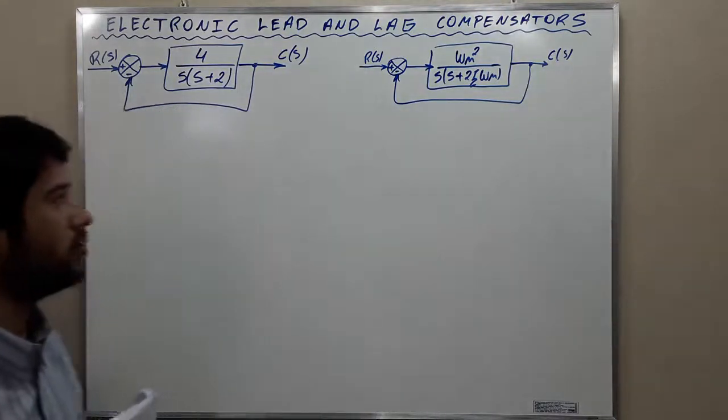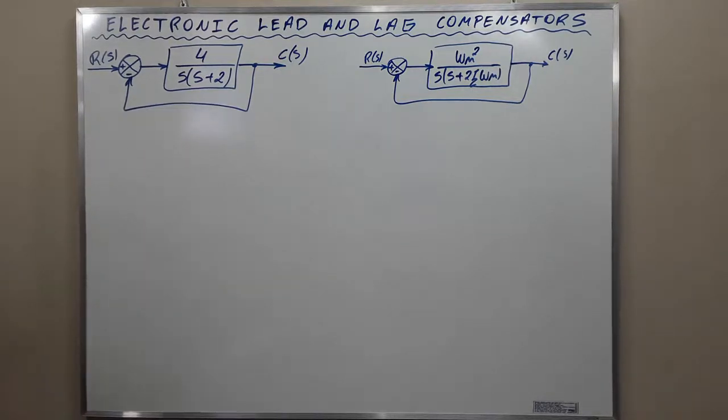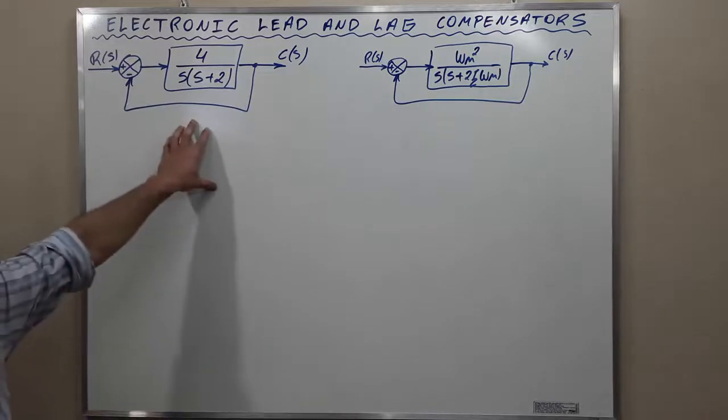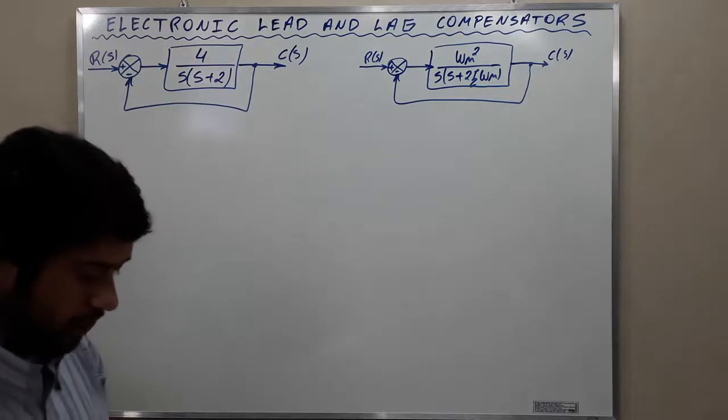Exercise 3 wants us to consider the system represented by this block diagram. It is desired to modify the closed loop poles so that an undamped natural frequency Wn equal to 4 radians per second is obtained without changing the value of the damping ratio. This is what we are going to do. We are going to compensate this system here, so the undamped natural frequency is 4 radians per second. Okay, my friends, let's go to the solution.